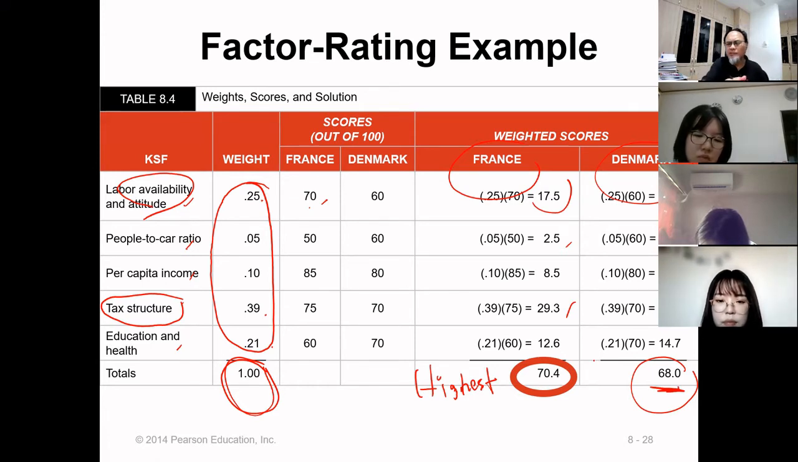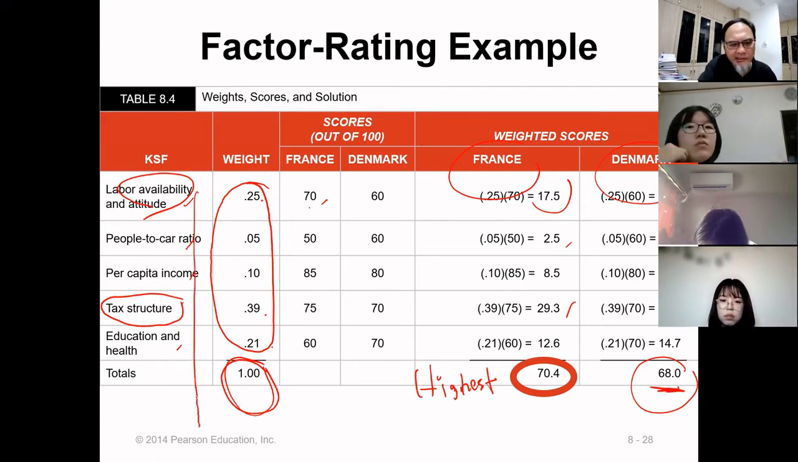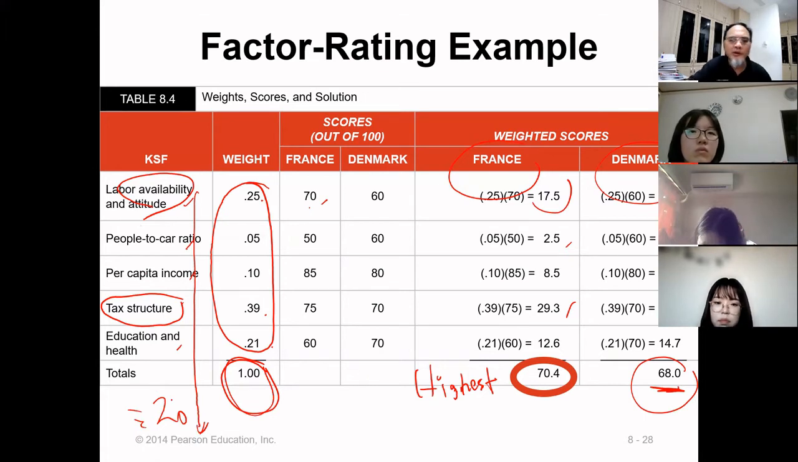This is just a simple example. In real life, I would assume you have at least 20 factors, more than this, and of course the weights need to be really detailed. But if you don't have the weights, you can still do the scoring and just give the total.